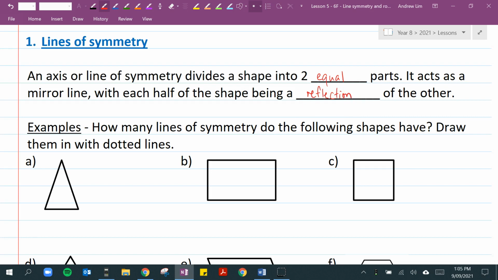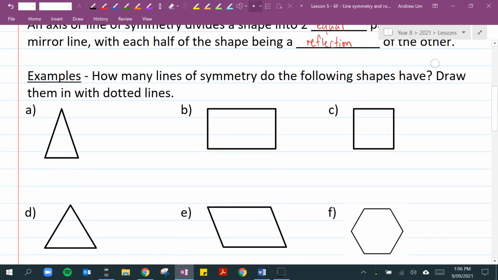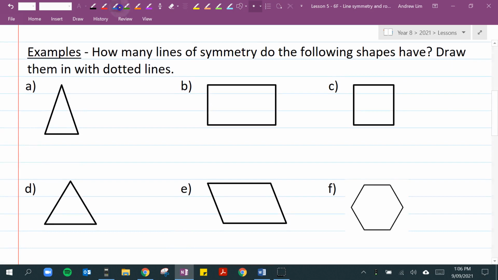Let's have a look at a few examples. How many lines of symmetry do the following shapes have? And draw them in with dotted lines. So here in question A, it has one line of symmetry, because if we were to draw a dotted line right down there, that's the only place where when we fold it across that line, it will exactly cover the other half. So there is one line of symmetry.